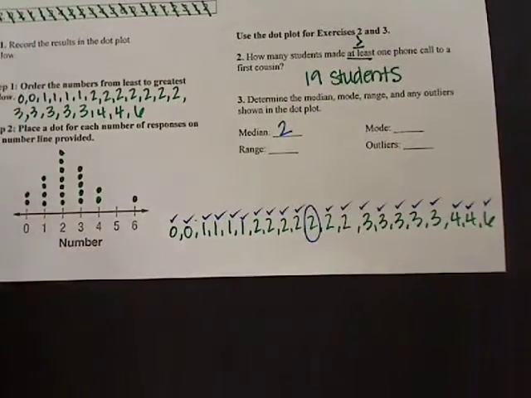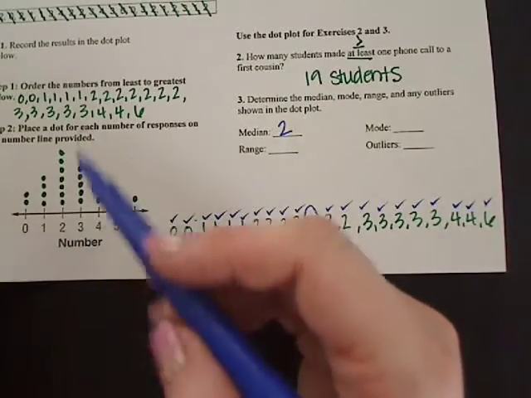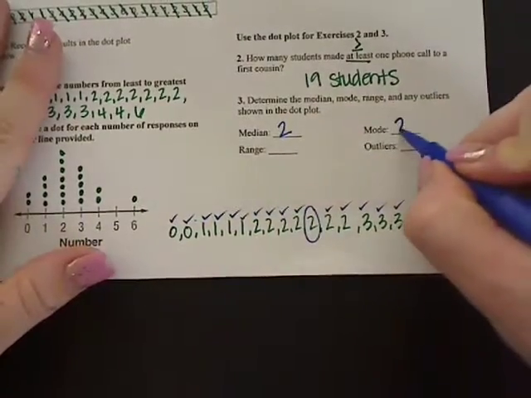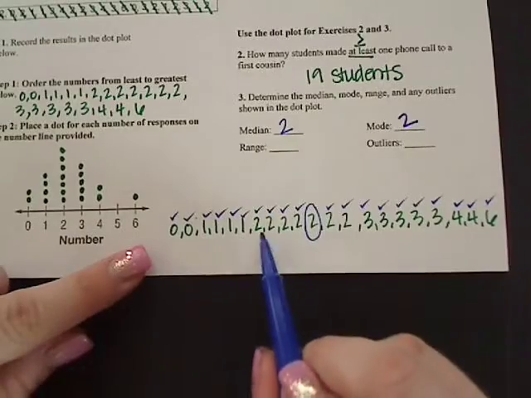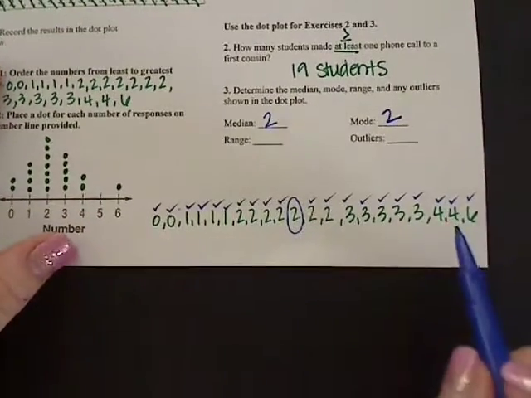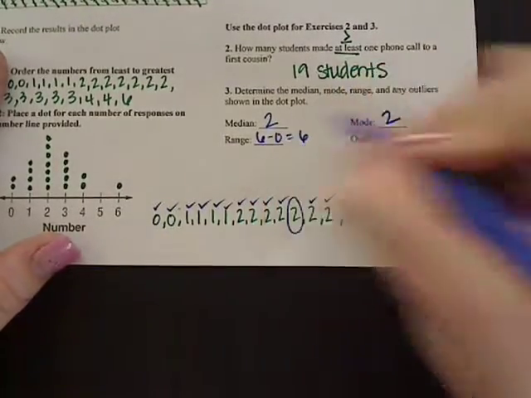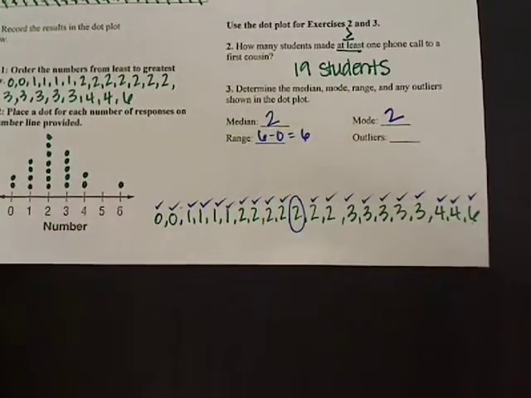My mode is the one that occurs the most. So if you look at your dot plot, which one is the tallest? Well, that would be 2. We could also figure that out from here because there's 7 twos. My range is my highest minus the lowest. So 6 minus 0 is 6. And then are there any outliers?